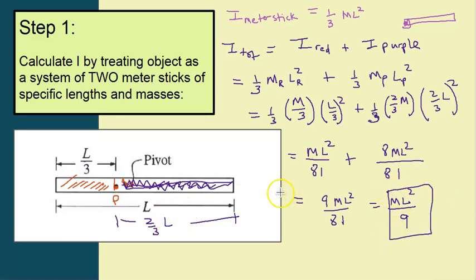Okay, and then you could check your work if you wanted. You can see that that pivot point is closer to the center of mass than grabbing it at the end, and ML squared over 9 is less than ML squared over 3.